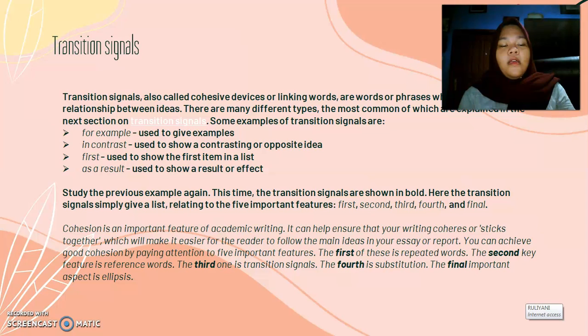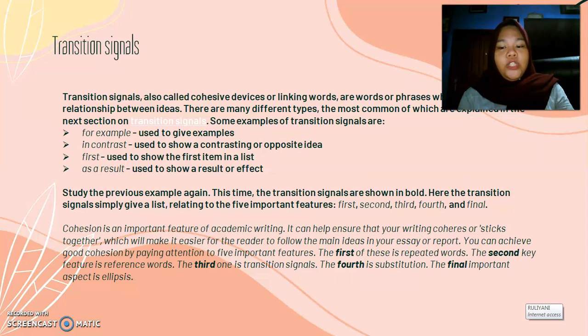Let me read the example again. Cohesion is an important feature of academic writing. It can help ensure that your writing coheres or sticks together, which will make it easier for the reader to follow the main idea in your essay or report. You can achieve good cohesion by paying attention to 5 important features. The first of these is repeat word. The second key feature is reference word. The third one is transition signal.